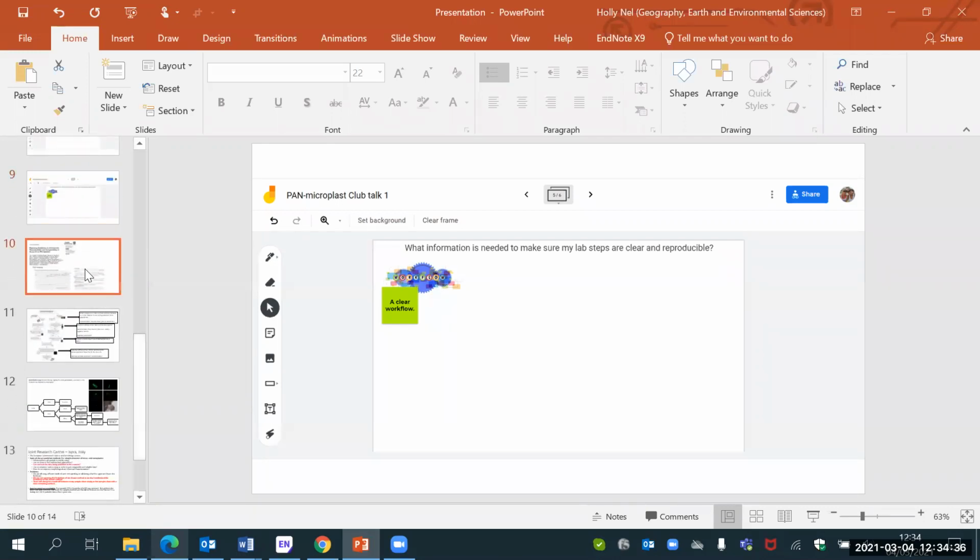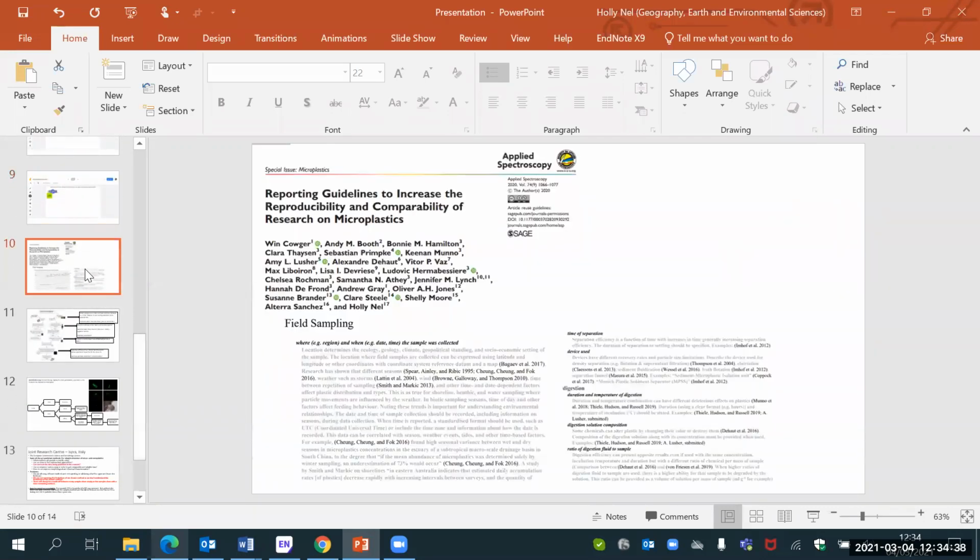So just lastly, there's another paper, this is the third paper that I'll send out, called Reporting Guidelines. And I find this quite useful when I'm writing a paper, because in the supplementary, it actually has a list of things that should be included when writing up your paper. So what should be included when you're writing about your field sampling sites? What should be included when you talk about the extraction of your microplastics from a certain technique or the visualization?